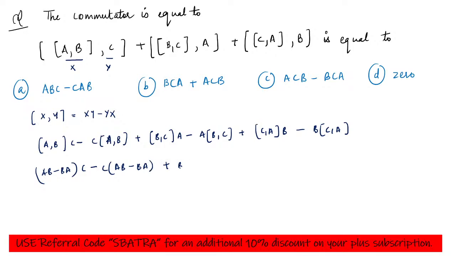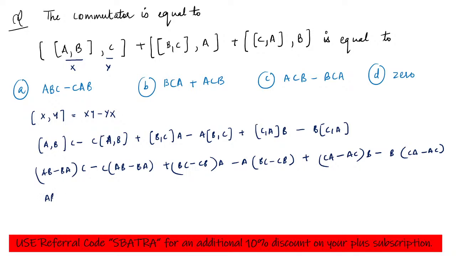Again we can write down bc minus cb into a minus a bc minus cb. Again we can write down ca minus ac into b, minus b ca minus ac. Now let's multiply all this part and see what actual value we are getting over here.